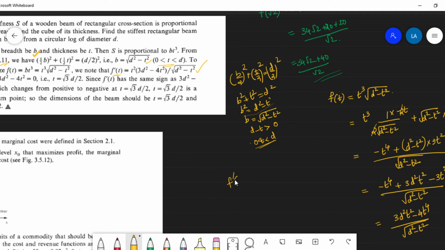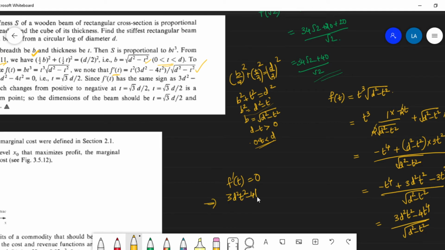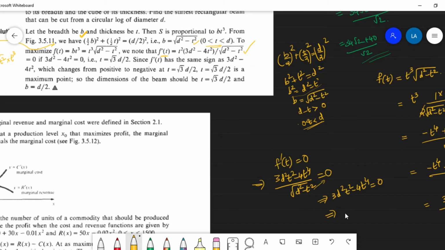Then what you do is equate f dash of t is equal to 0. So that will imply 3d square t square minus 4t raised to 4 divided by root of d square minus t square is equal to 0. So you multiply the denominator into here. So you get 3d square t square minus 4t raised to 4 is equal to 0. Okay, from that you have to find t. So t square can be taken out. So you get 3d square minus 4t square is equal to 0.